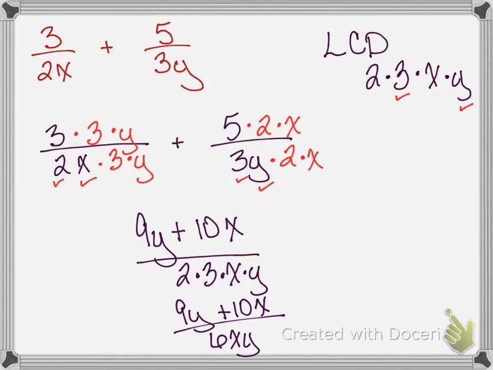That binomial cannot be separated unless you have a GCF that can come out of both, or you have that exact binomial in the denominator. That's the only time that can be simplified out. Okay? Let's move to the next one.